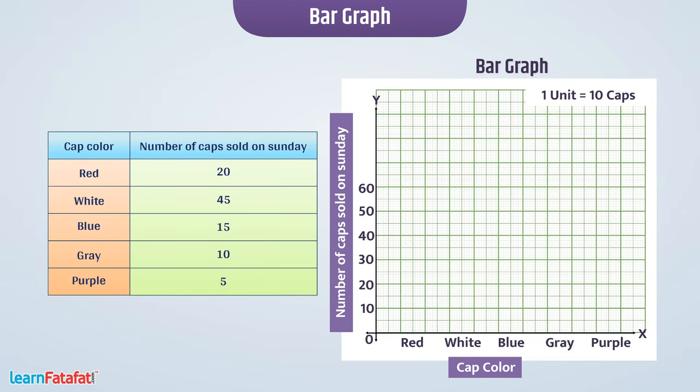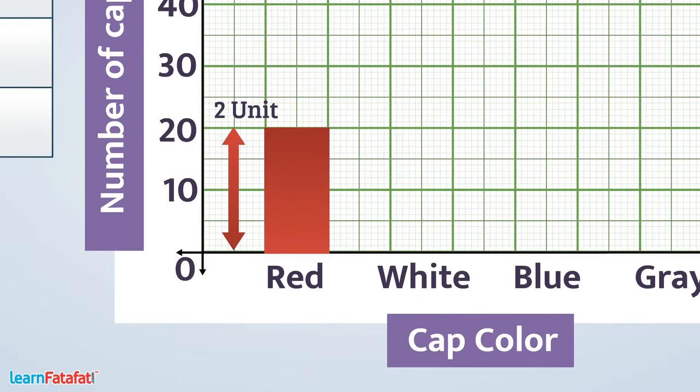Now, we will find the height of bars as per the data. Here, 20 red caps were sold. To represent the number 20, we can draw a bar extending from 0 to 20 on vertical axis. It will be a bar of height 2 units.